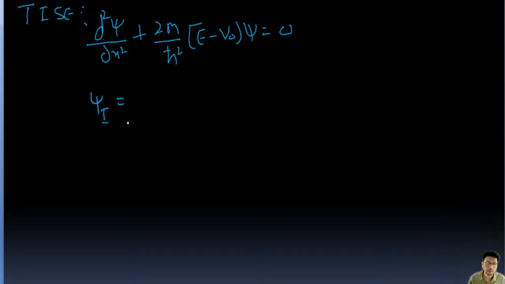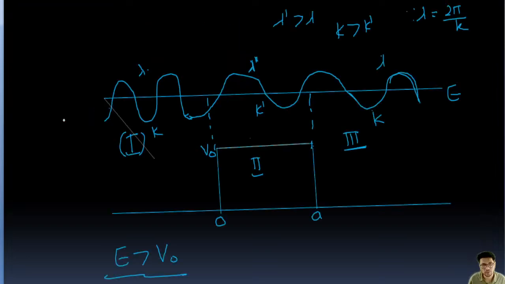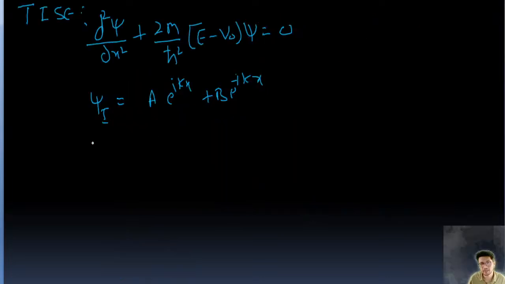So psi 1 is going to be A e to the power iota kx plus B e to the power minus iota kx. From here this is going to be like this. From there, this is a barrier, so it is also transmitting and reflecting, that's why this is the wave function.